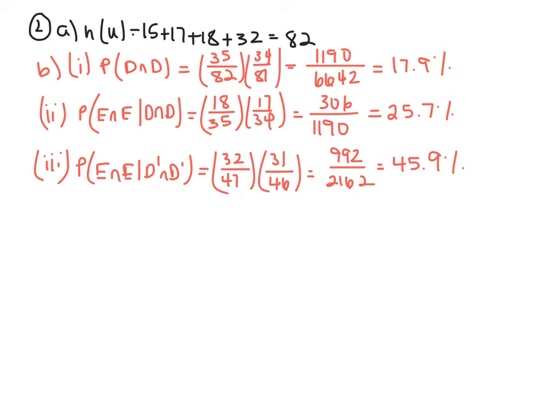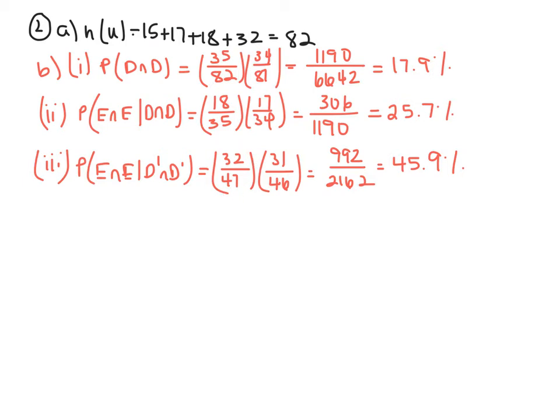Last one, both students own iPhones given that they do not own iPads. So I'm going to ignore anybody with an iPad, and there are 32 plus 15, so there's 47 people who do not own an iPad. So 32 of those 47 do own an iPhone. So the probability the first person I pick has an iPhone, given that they don't have an iPad, is 32 out of 47.